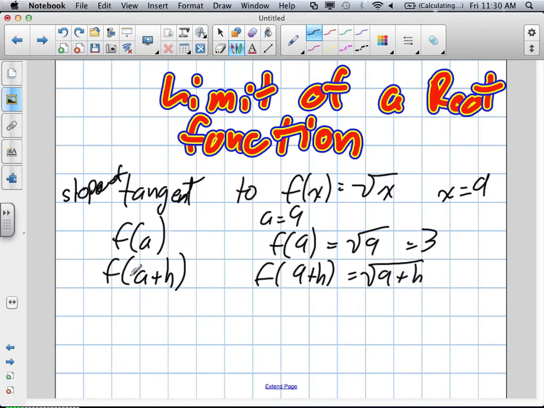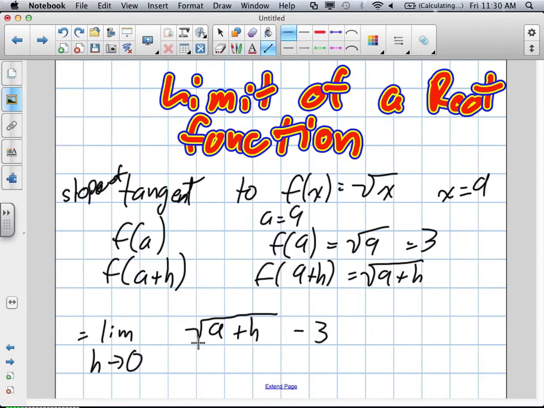We have f at a and f at a plus h. So we can now find our limit. Our limit of h as it approaches 0. Our first point is the 9 plus h, so we get root 9 plus h. Subtract f at a. F at a is 3 in this case. All divided by h. Okay.